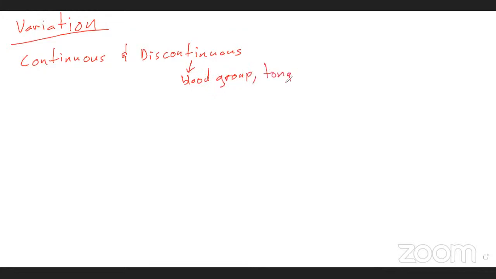Tongue roll. So either you roll your tongue or you can't. You have a specific blood group. With the continuous variation now, you can get a range out of it. So the continuous variation is the one that has a range. So like for height, foot size, right? Anything that can give you a range.